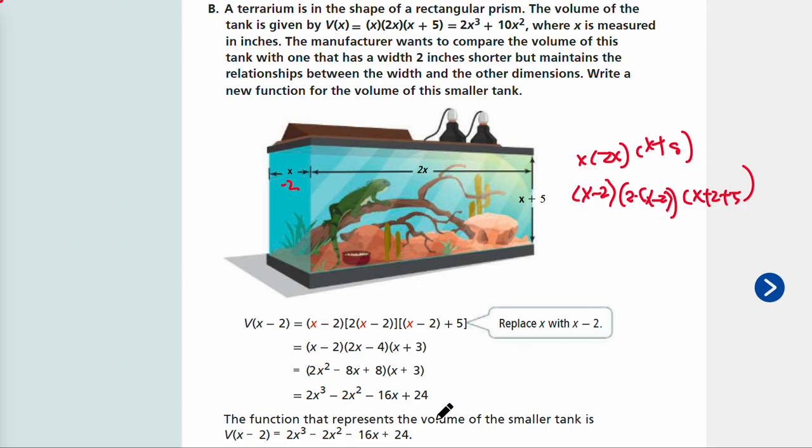So you do have to think about the relationship. Maybe when the problem says the manufacturer wants to add 2 inches for all the dimensions, then you add to all the dimensions. But if they just want to add or subtract from one dimension and then want to maintain the relationship, that means they're all proportional still. So then you'd have to just replace the original one with the new one in terms of the new x equation. Okay, good.